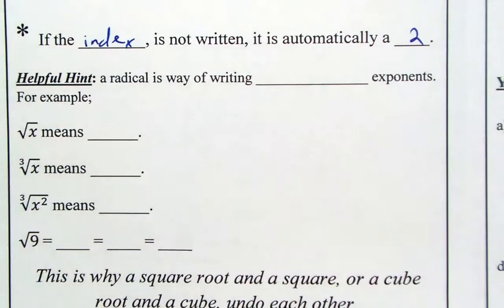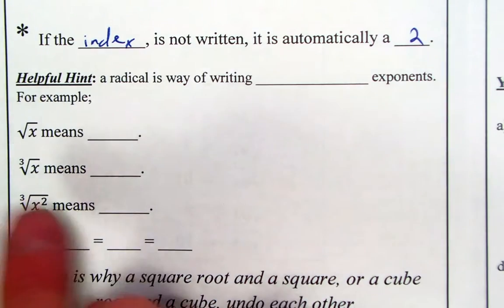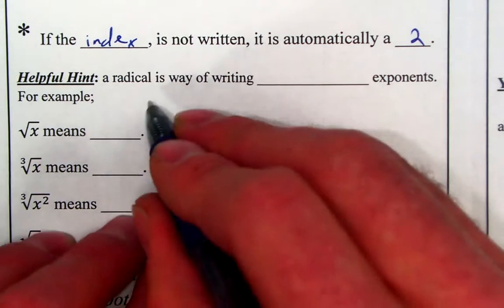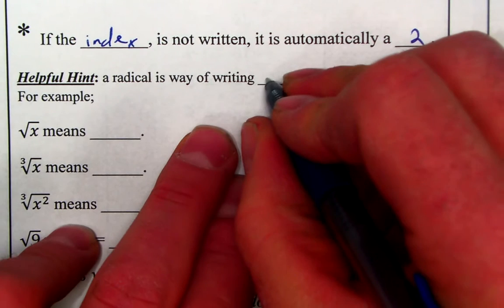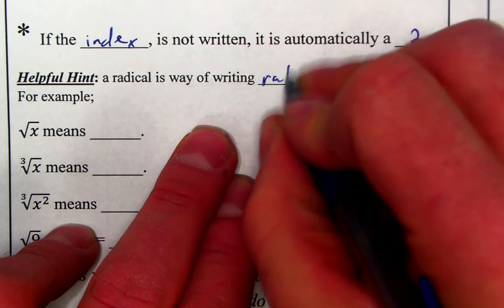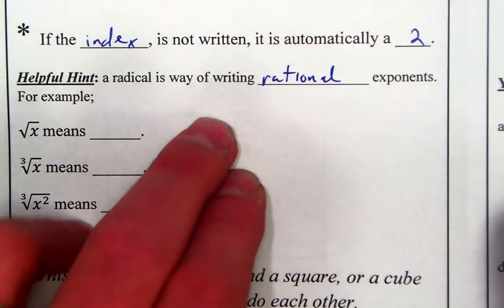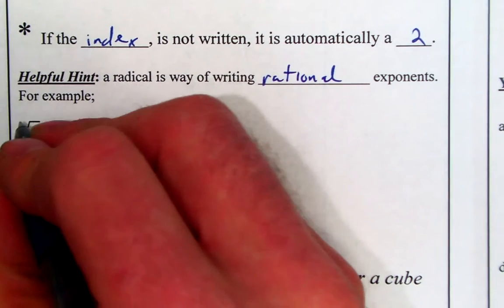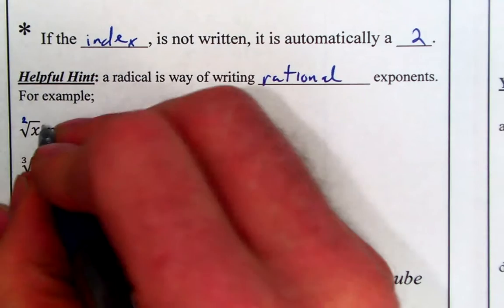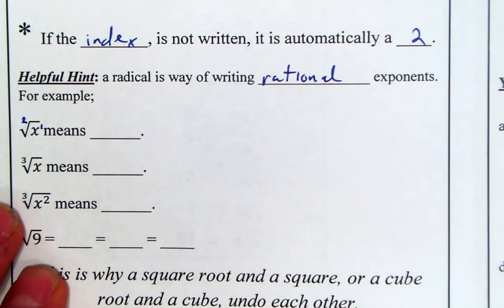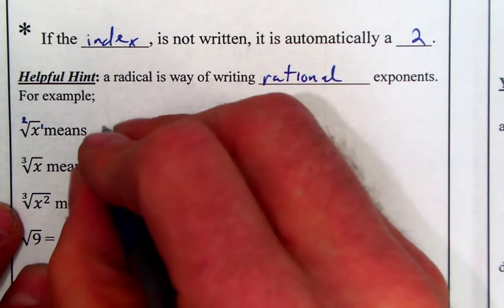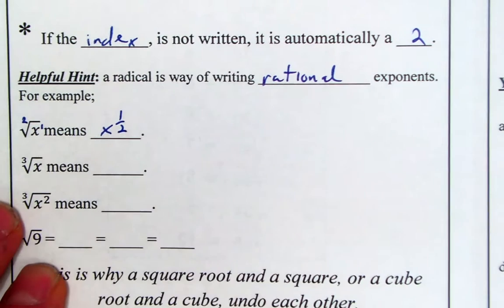And this is just a helpful hint. We're not having a lesson on this, but for some of you, you might find this helpful. A radical is just a way of writing fractional or rational exponents. Exponents that are fractions. Okay? So remember, this is the square root of x to the first power. Well, written with fractional or rational exponents, that's x to the half power.